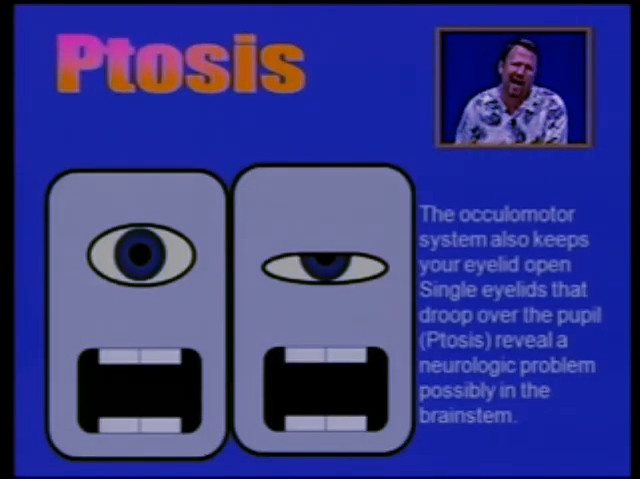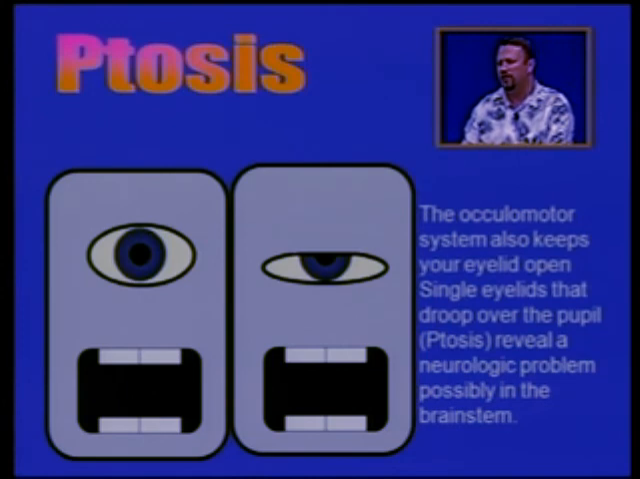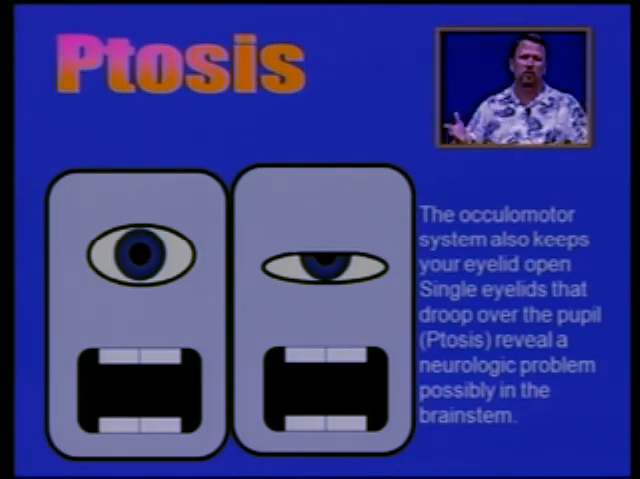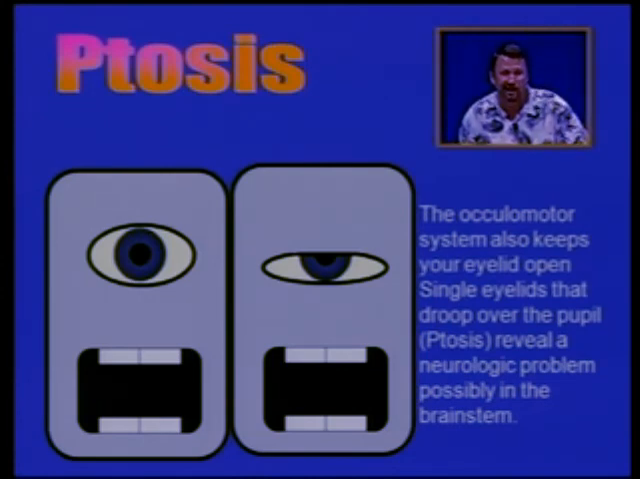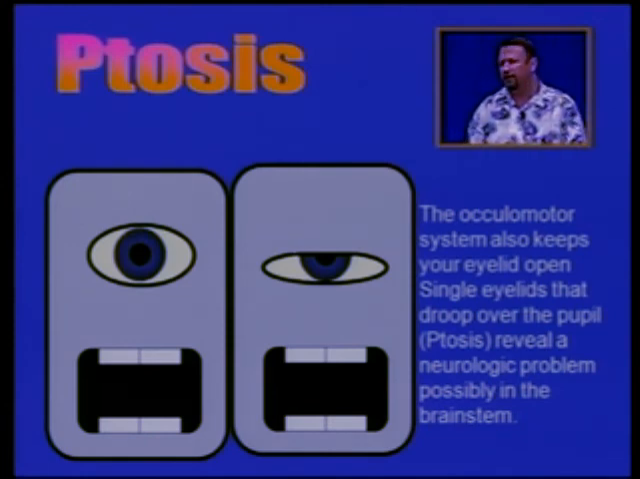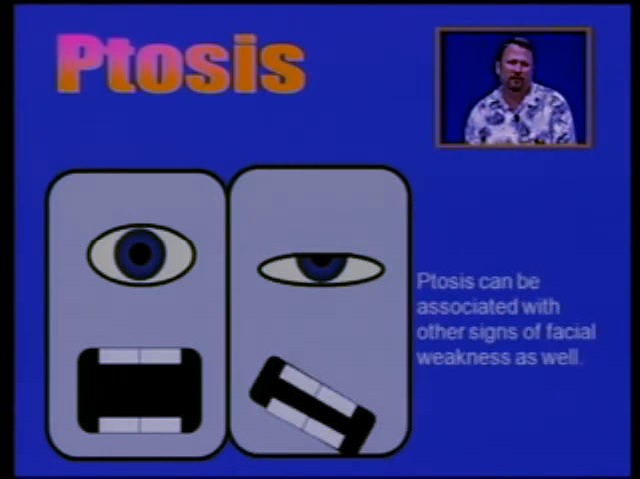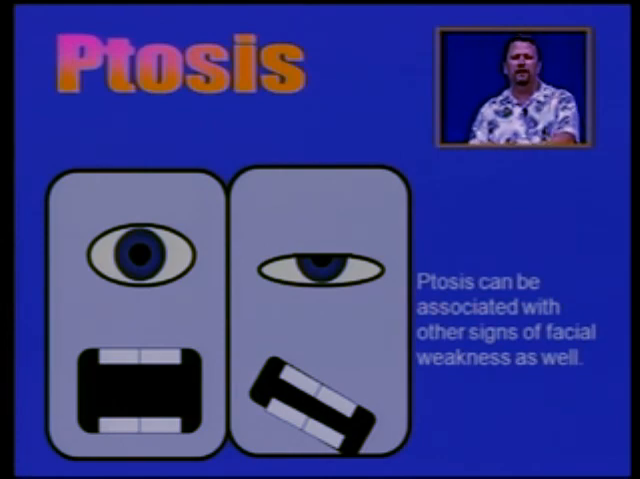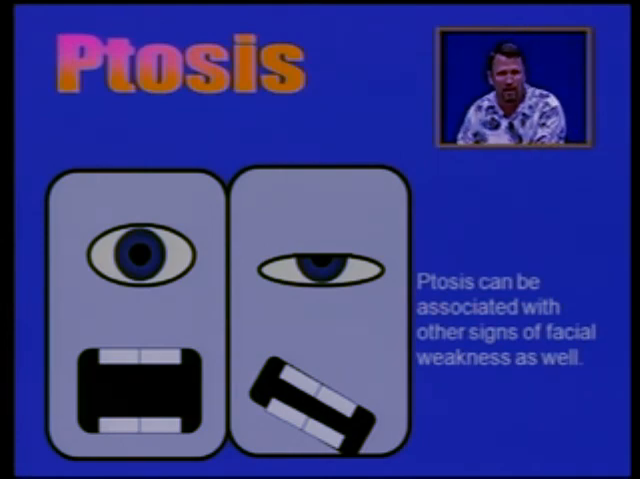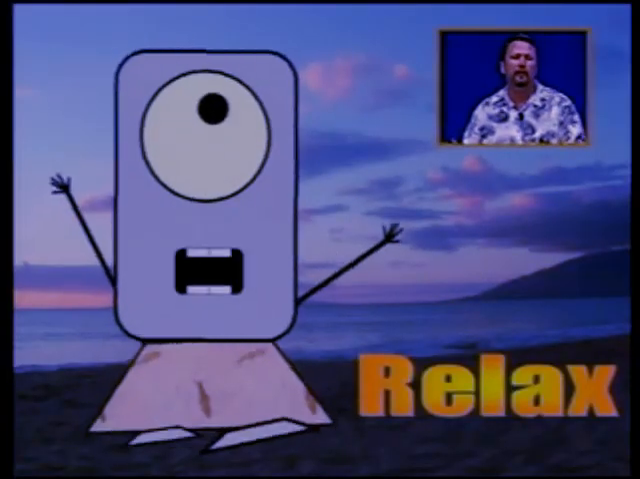That's a saccade. Ptosis is eyelid droop. Your oculomotor system is designed to keep your eyelids above your pupils. And so a single eyelid that droops over the pupil is ptosis. And this can reveal a neurologic problem, probably in the brainstem. Ptosis is usually accompanied by other signs of weakness as well. And so anyway, that's Tiki eyes.